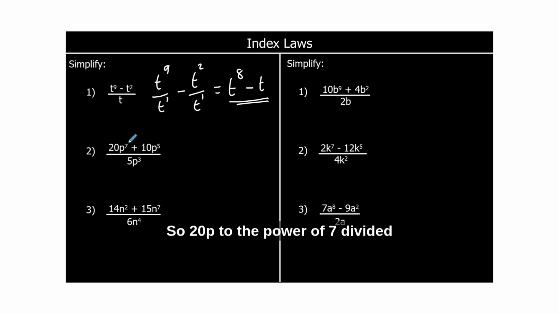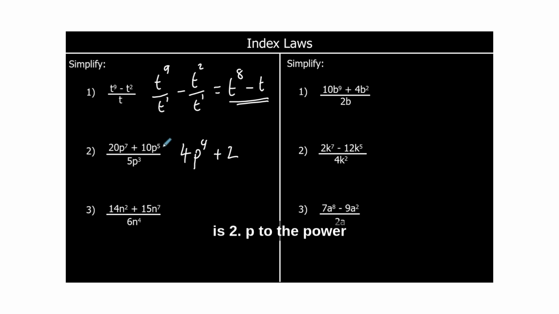So 20p to the power of 7 divided by the denominator, 5p cubed. 20 divided by 5 is 4. p to the power of 7 divided by p cubed, take away the powers, so p to the power of 4. And then the second one, 10 over 5 is 2. p to the power of 5 divided by p cubed is p squared.